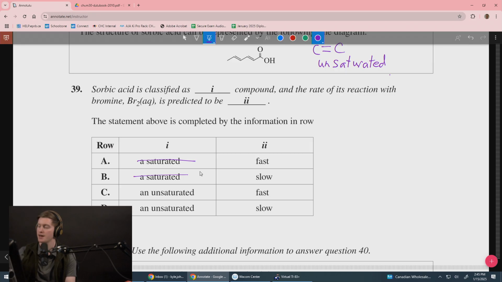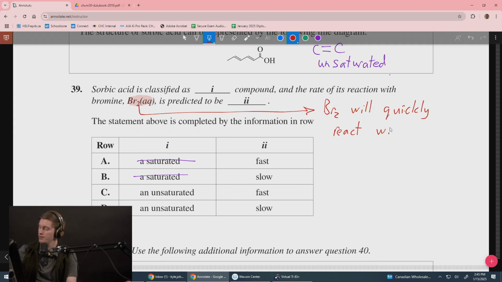Now we have to figure out if it's going to have a fast rate of reaction with bromine. This is a test of unsaturation. If you add a bromine solution to an unsaturated compound, bromine will quickly react with unsaturated compounds via addition. Now, this is a common test for unsaturated compounds.